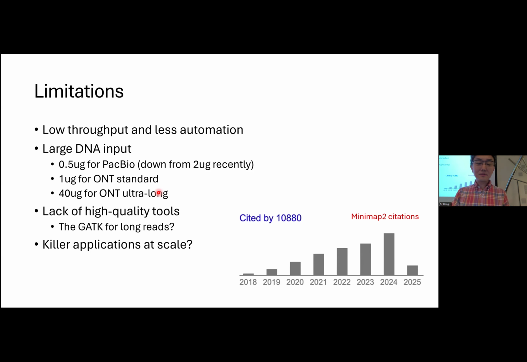Anyway, both companies are struggling financially. But I would say that in research, long reads are still used a lot more. You can see the citations of the minimap tool over the years, and it's increasing. These days, if you do long read analysis, almost everyone uses the minimap tool. It's still increasing because scientists are using long reads, and the trend will continue.